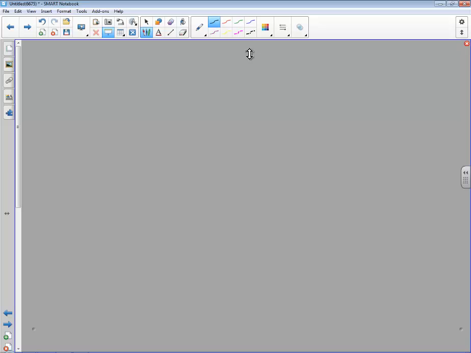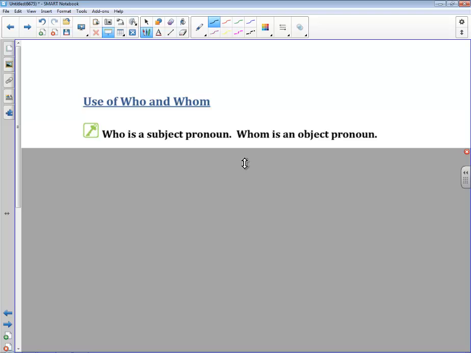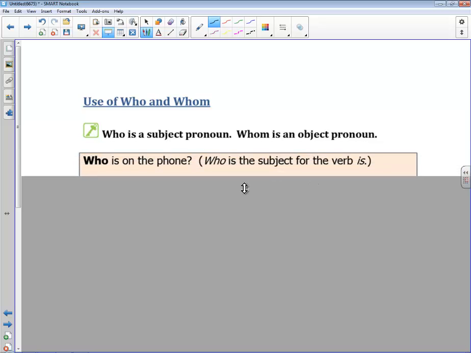Many students get confused about who and whom, but it's much easier to remember now that you've been through this lesson if you just know that who is a subject pronoun and is going to be used as subjects of verbs, and whom is an object pronoun that is going to be used following action verbs. Who is on the phone? Who is the subject pronoun? Who, in this case, is the subject for the verb is.